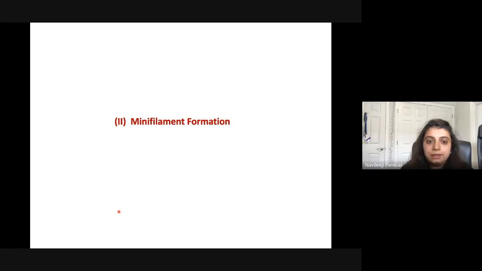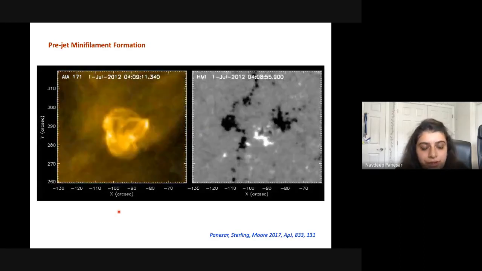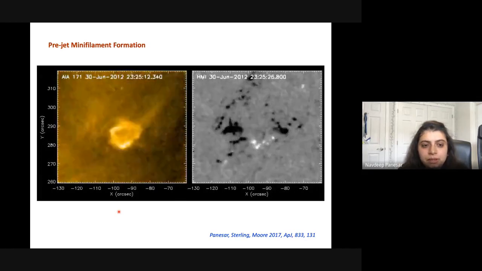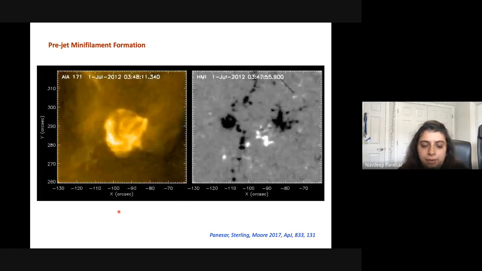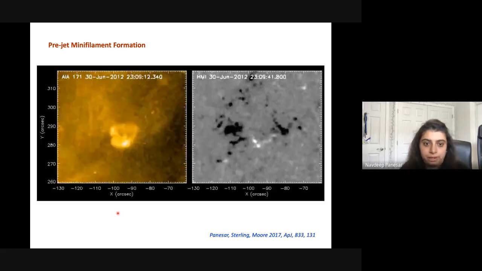To study the origin of these pre-jet mini-filaments, we tracked the jet base region of 10 quiet region jets back in time using line-of-sight HMI magnetograms, of course, on-disk jets. And this is one of the examples. In this one, we noticed that in the very beginning of the movie, there is no jet base region and even no minority polarity flux.